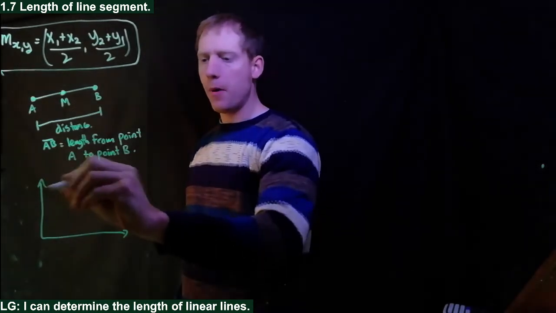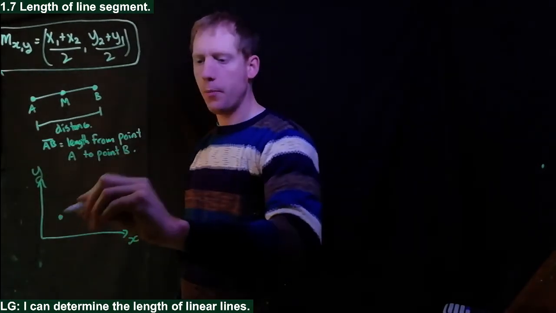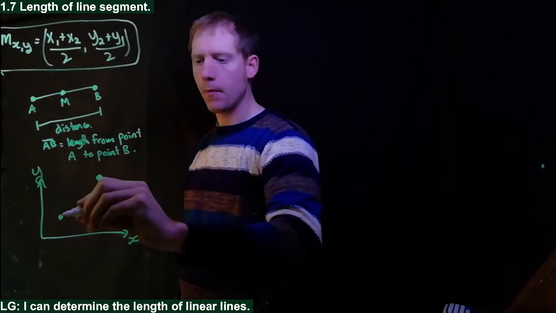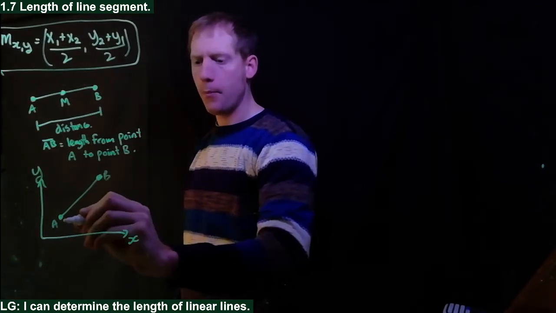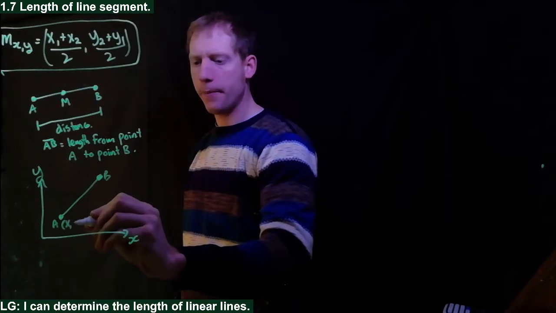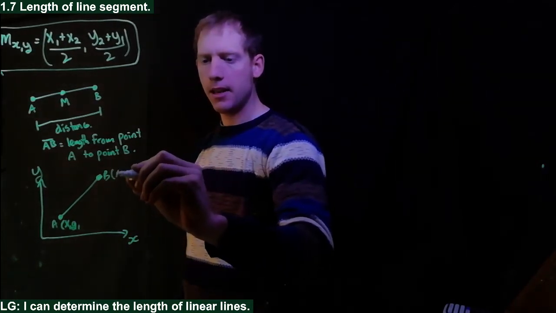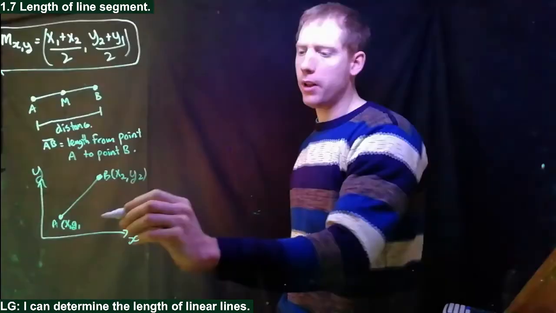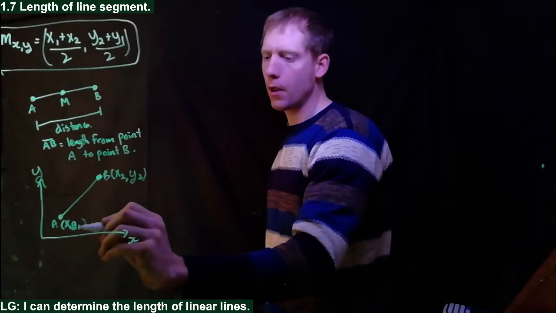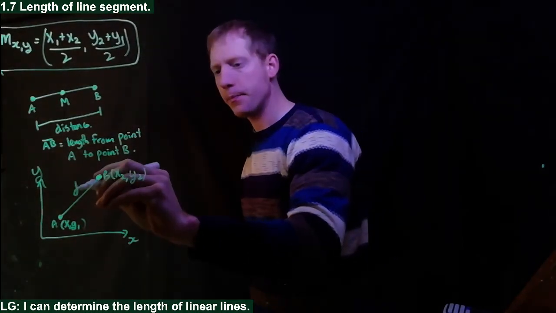So on a graph paper, we have my x-axis and y-axis. You have 2 points, point A and point B. We can call point A as x1, y1. And point B is x2, y2. I want to go from this point to this point, and I want to find the distance.